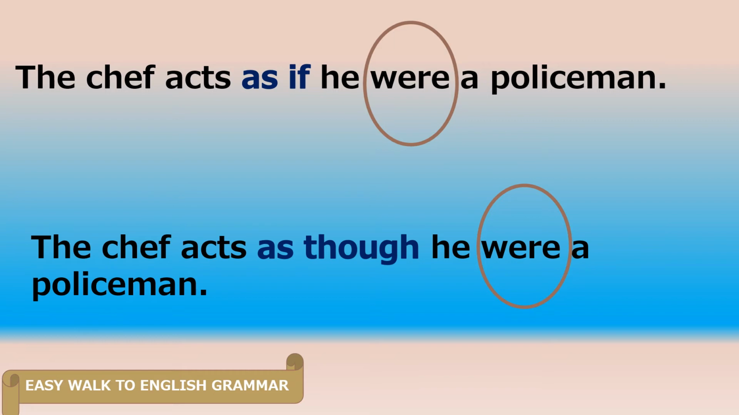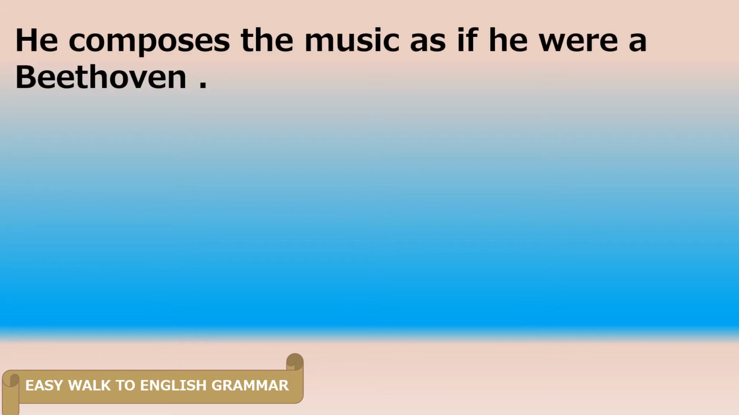Let's look into some more examples to make this point clear. The first example is, he composes the music as if he were a Beethoven. As if he were. He composes. The action goes on in the present tense. And we used as if he were. In this sentence, we know the subject is he. And he composes the music like Beethoven. That is the sense we try to bring into this sentence.